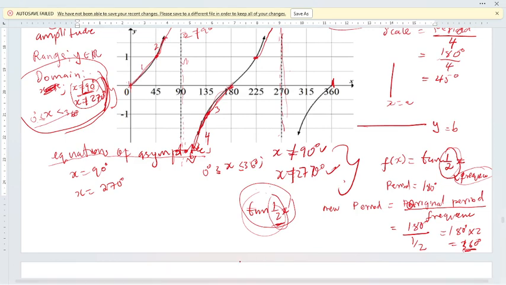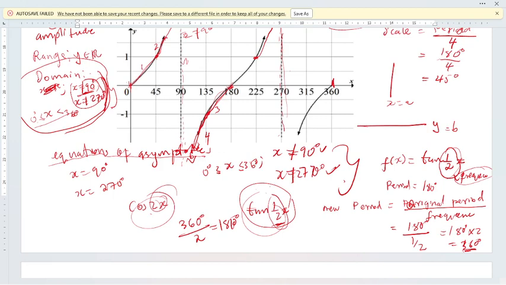Yes, you do the same with cos. So if I say cos of 2x, what will be the period of this graph? You will say 360 degrees divided by the frequency, which is 2. What is that? 180 degrees. So the period of cos 2x is 180 degrees. If the question asks what is the period of cos 2x, you are going to write 180 degrees, not 360, because it's no longer the original graph.